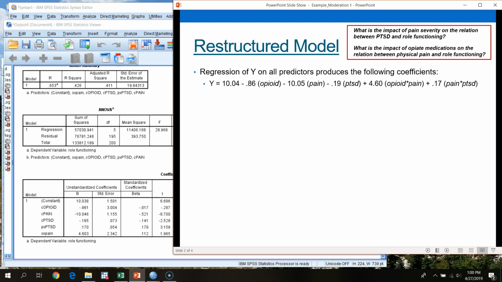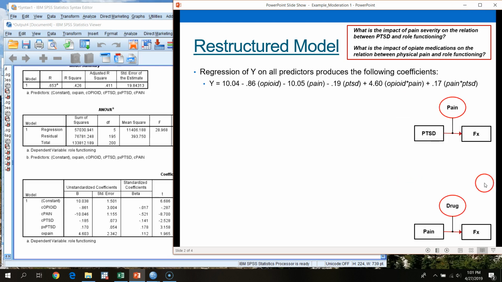Now remember, what we want to do is first pull down anything that's not included in our conditional effects, right? We've got two conditional effects here that we're interested in: a conditional effect of PTSD and a conditional effect of pain, with pain and opiate use as our moderators. So I can pull down my intercept because that's not one of my conditional effects. And I can pull down opiate use because it's a moderator, but it's not included in a conditional effect.